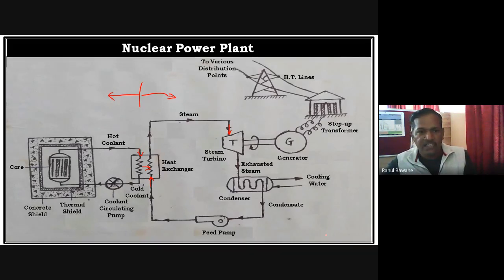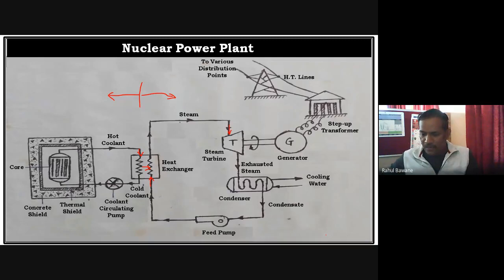But the disadvantage is fuel cost is very high. So coal is very cheap, oil is cheap, but the nuclear fuel is very costly. So that is a drawback. Secondly, whatever be the manpower or personnel working there, they must be skilled workers. In a hydroelectric power plant or thermal power plant, semi-skilled workers are okay. But here we require skilled workers who know the adverse effect of radioactivity and all.